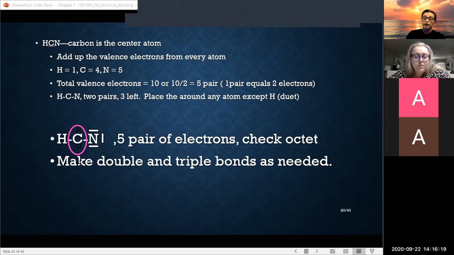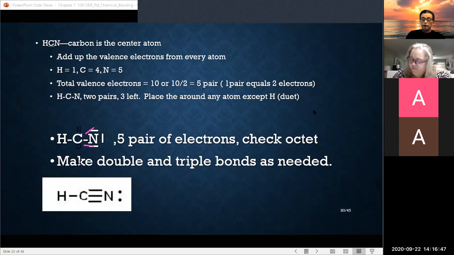And so what I do here is I borrow from Peter to give to Paul. I take a pair that I put on the nitrogen right here, and I make a double bond. And it looks like I'm going to have to make 2 double bonds. And in doing that, I got the formula there.